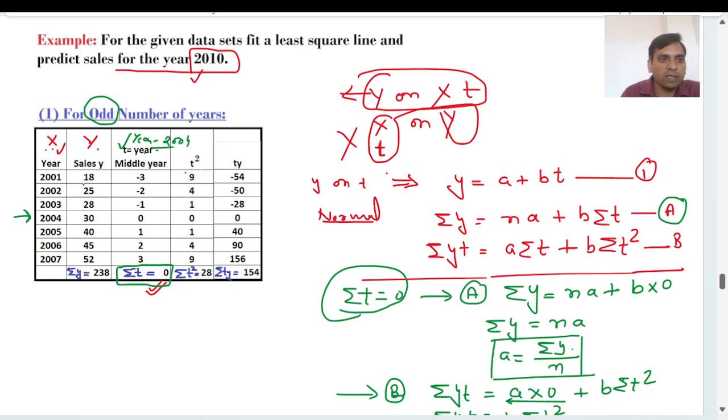So the respective year is 2001, minus middle year 2004. So 2001 minus 2004 equals minus 3. So this first quantity is minus 3. In that way, for 2002 minus 2004, you will get minus 2. And then when you find the summation of this column, you will get summation t equals 0. So you have this quantity, summation t equals 0.